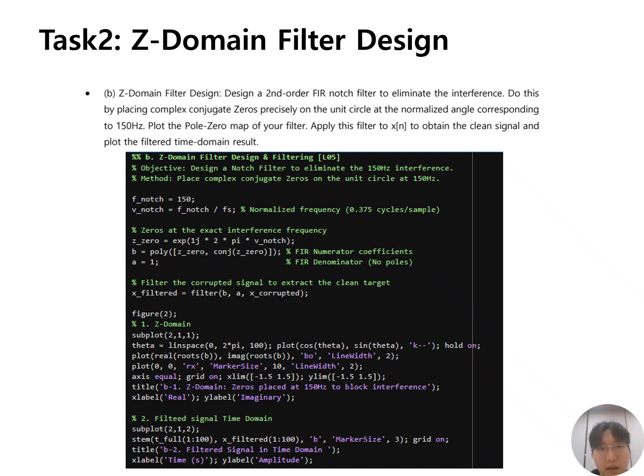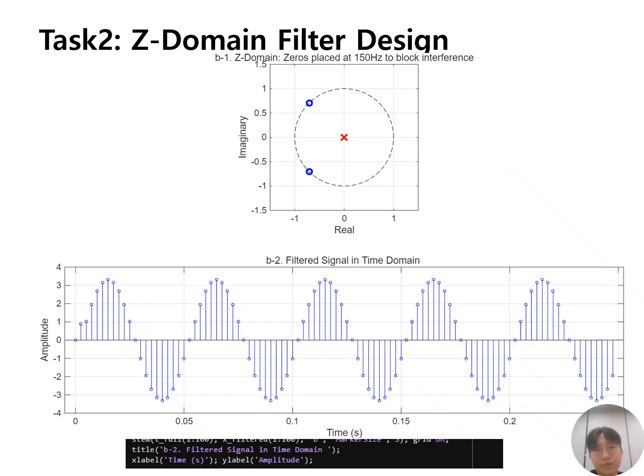As a result, I can show the following figure. The pole-zero map confirms our zeros are correctly placed on the unit circle, which can block the interference signal. And if you look at the filtered time domain signal, the 150 Hz noise is completely blocked, successfully extracting the clean 20 Hz target sine wave.